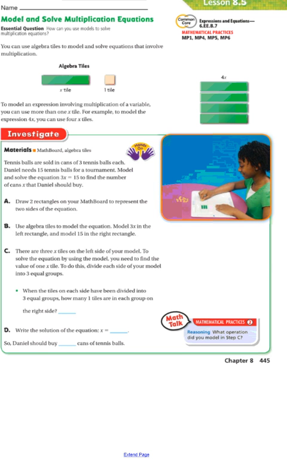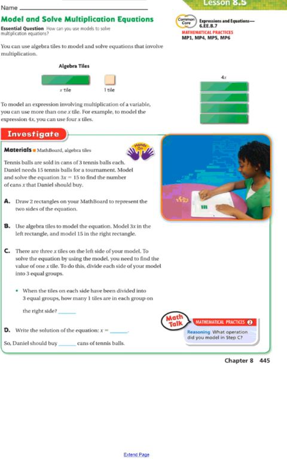8.5. Model and solve multiplication equations. Essential question: How can you use models to solve multiplication equations? You can use algebra tiles to model and solve equations that involve multiplication.